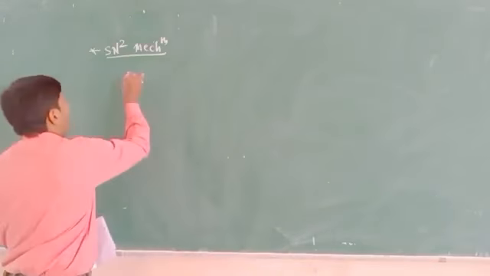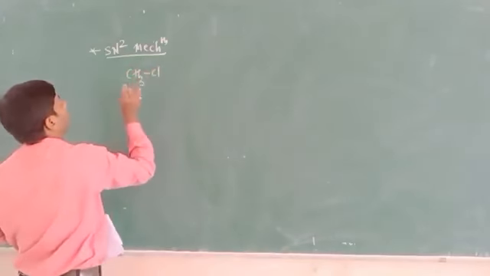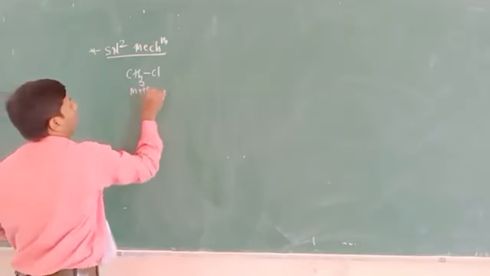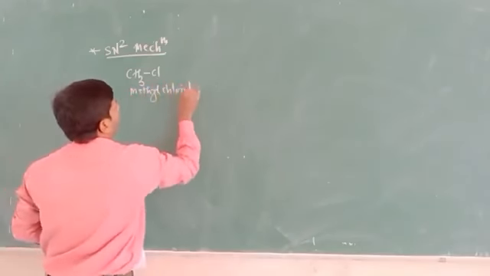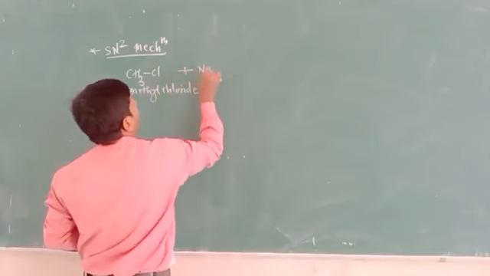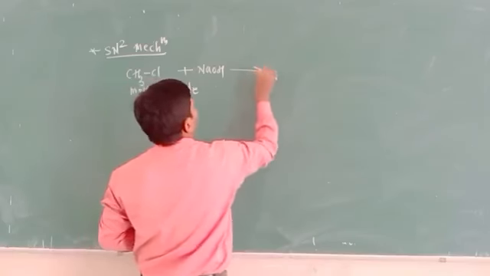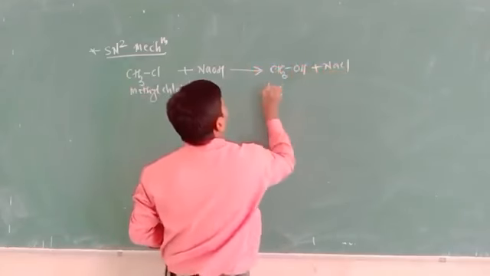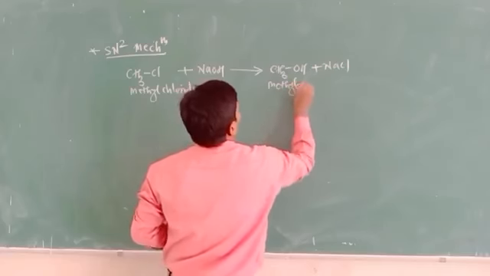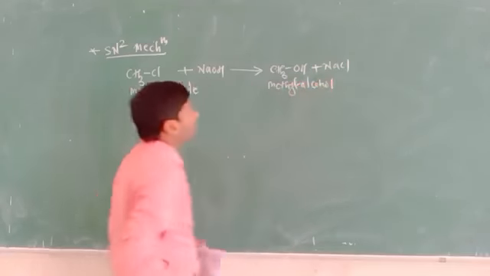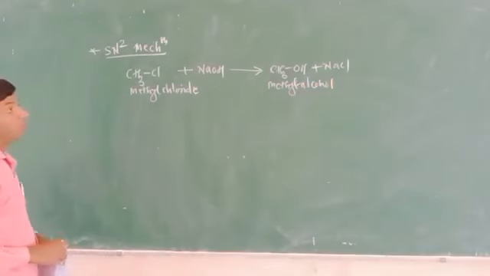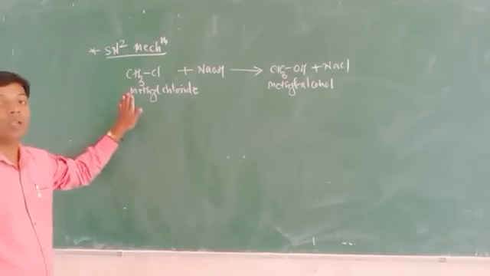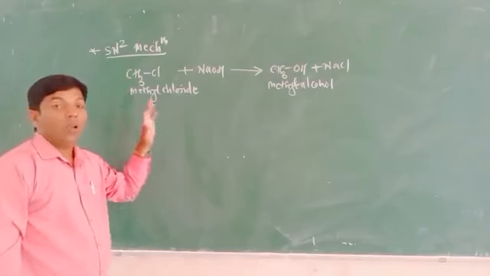Alright, the reaction: first of all, the given methyl chloride, you can change X, maybe Cl or Br. I write the methyl chloride and treat it with NaOH. It gives CH3OH plus NaCl, to get methyl alcohol as a product. We'll study the mechanism. What do you mean by mechanism? The study of this reaction in a step-by-step method is called mechanism.